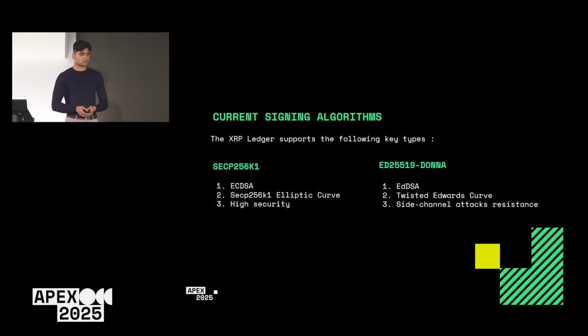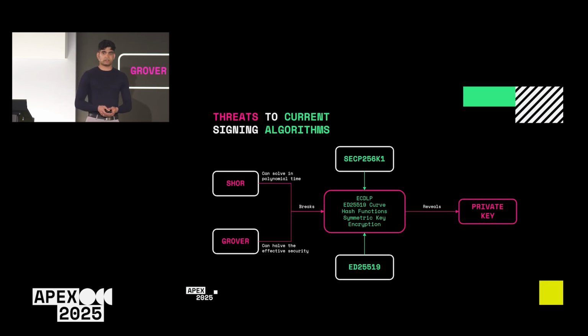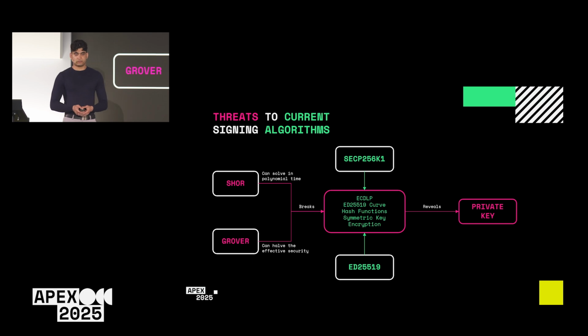Although these algorithms are highly secure, they still face some threats which they could find overwhelming. These threats are from quantum computers. A quantum algorithm is a step-by-step computational procedure carried out on a quantum computer, leveraging quantum phenomena like superposition, entanglement, and interference. The XRPL currently faces danger from two quantum algorithms.